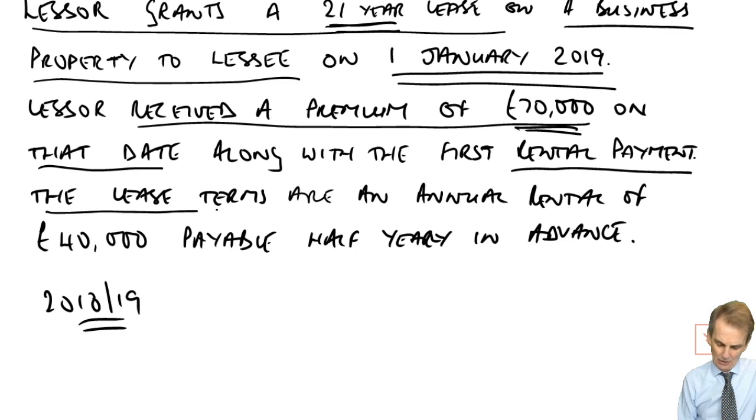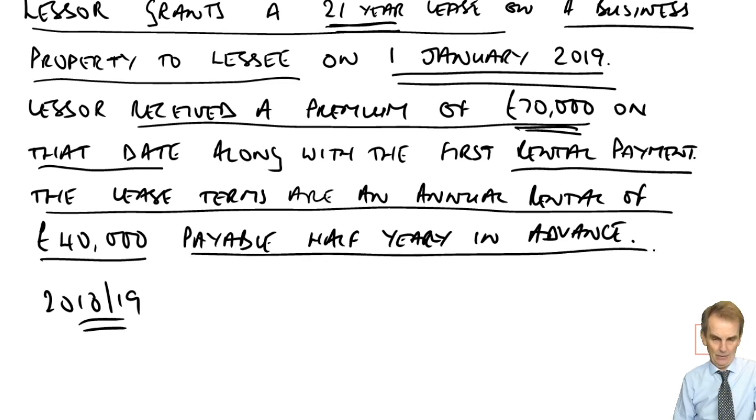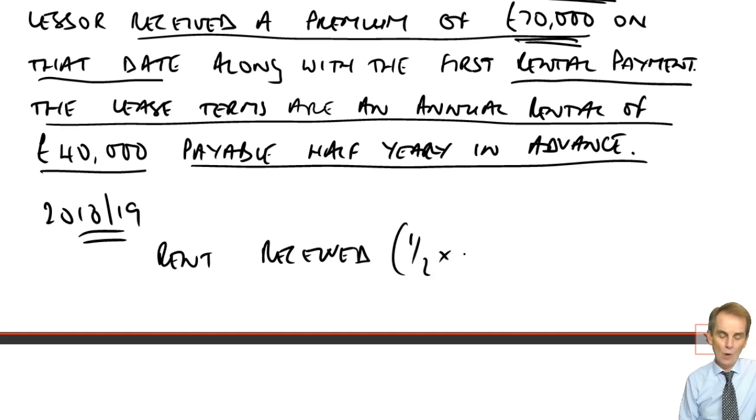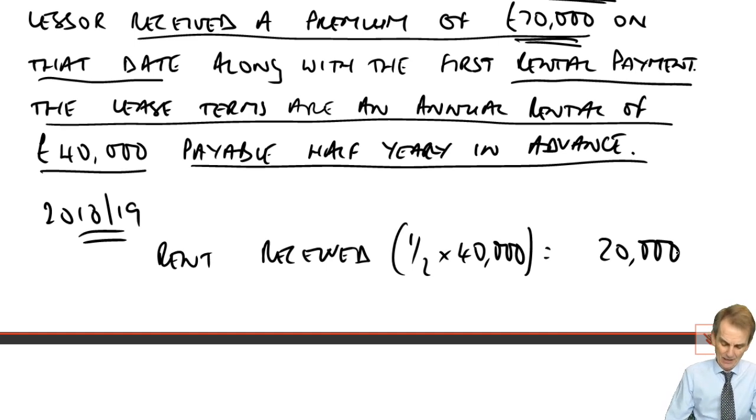So the rental payment, the lease terms are an annual rental of £40,000, payable half yearly in advance. So payable half yearly, the lease kicks off on the 1st of January 19. So we'll have received on the 1st of January 19 half of the annual rent of £40,000. So the first bit to include now, rent received. That is going to be, of course, half. It's 1 out of 2 half-yearly receipts of the £40,000 equals 20,000. So the amount received on the 1st of January, next one with the 1st of July of 19 will be £20,000. So there's the first bit.